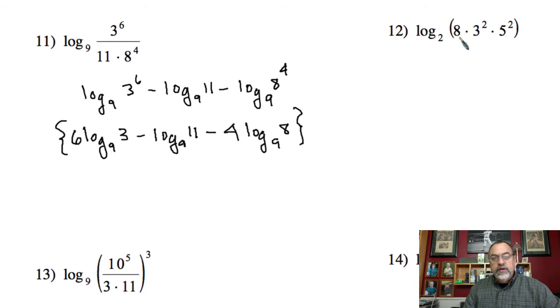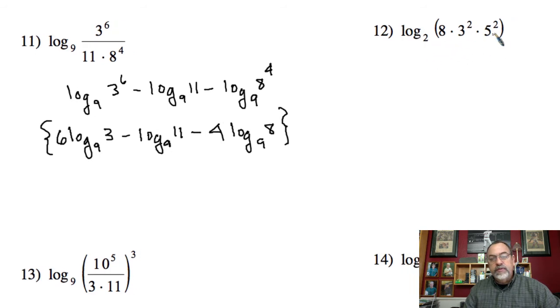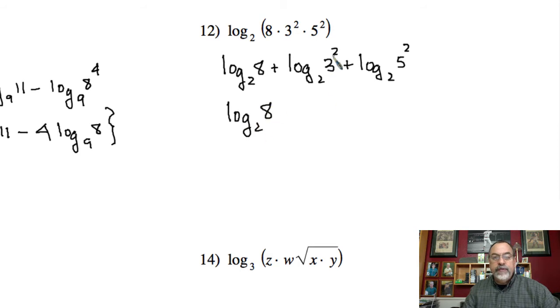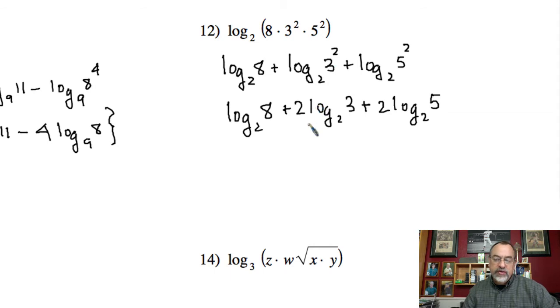Okay, take a look at this one here. This is log base 2. These are multiplication, so we're going to add. So log base 2 of 8 plus log base 2 of 3 squared plus log base 2 of 5 squared. We have powers to powers here, so this 2 can go in front, 2 log base 2 of 3, and this 2 can go in front here as well, so 2 log base 2 of 5. Now you could do this 3 squared, something that you could do if there are numbers that are smaller like this.